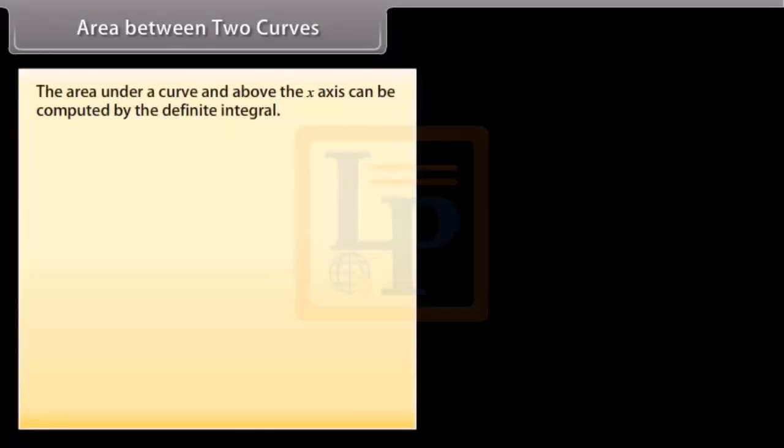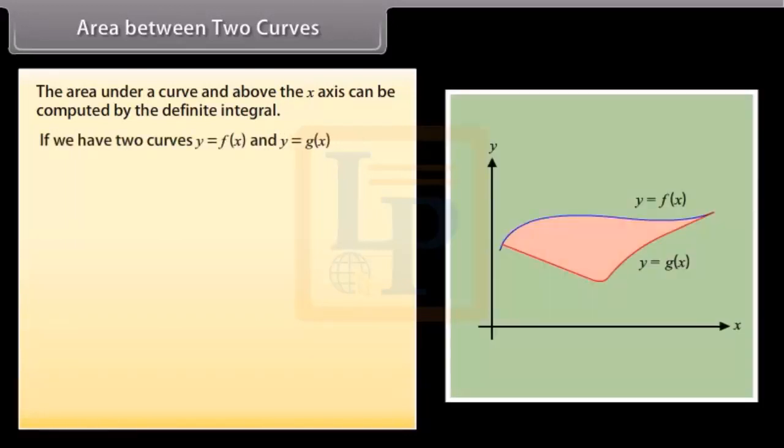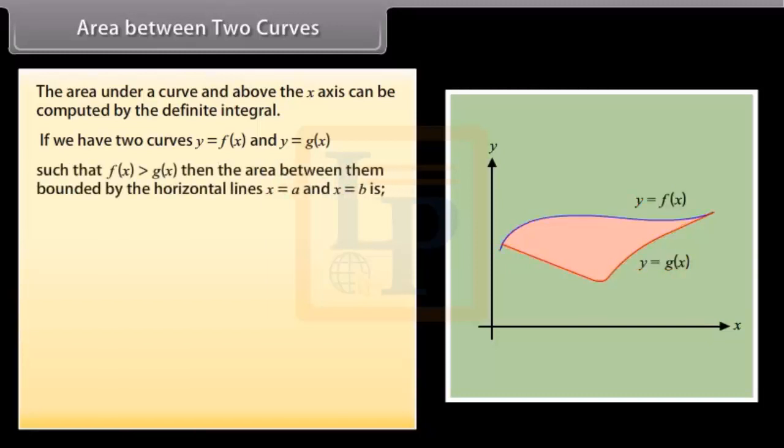Area between two curves. The area under a curve and above the x-axis can be computed by the definite integral. If we have two curves, y equals f of x and y equals g of x, such that f of x is greater than g of x, then the area between them bound by the vertical lines x is equal to a and x is equal to b is: area equals the integral from a to b of f of x minus g of x with respect to x.